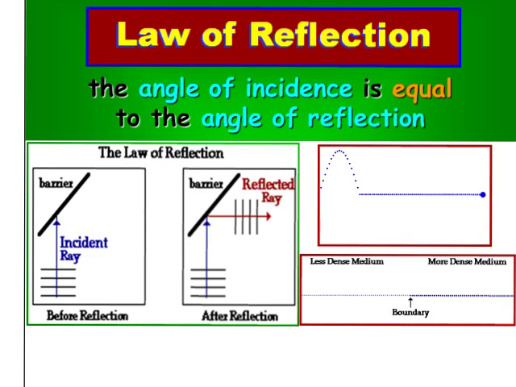This slide just shows you some different pictures. So if we imagine some water waves and they're headed towards a barrier, if we imagine the normal or imaginary perpendicular line, we could see the angle of reflection and the angle of incidence are going to be equal to each other, and it shows us the way that the waves would get reflected.